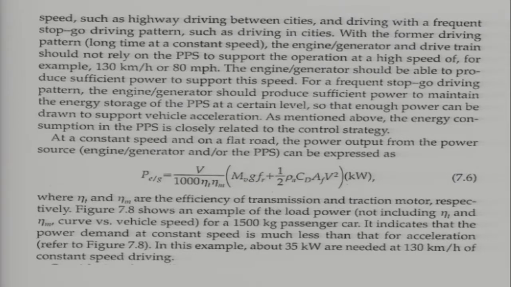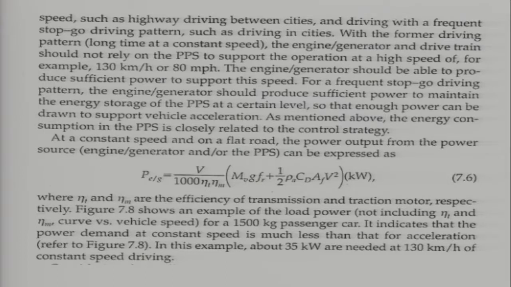So here if you can see the PPS, the engine generator should be able to produce sufficient power to support this speed. So this speed is nothing but the speed such as highway driving between cities and driving with a frequent stop-go driving pattern such as driving in cities. With the former, driving should not rely on the PPS to support the operation at a high speed of, for example, 130 km per hour or 80 miles per hour.